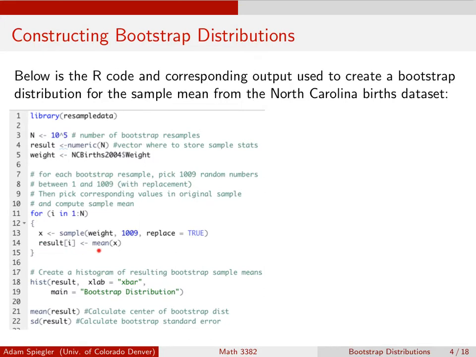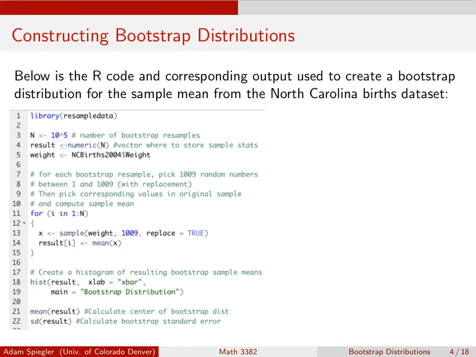The next line in our for loop takes all of those 1009 values that you just picked and calculates the mean of those. If we were trying to describe a variance or a proportion, then we might choose something other than a mean. But here we want to come up with an estimate for the mean weight of newborns. So for each Bootstrap sample, the statistic we're interested in is the mean, and we store that in result and repeat. We're going to do this 100,000 times.